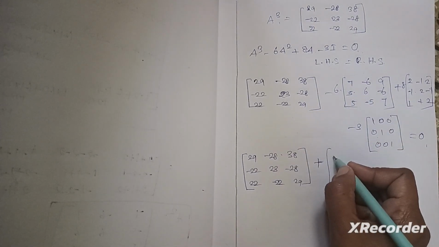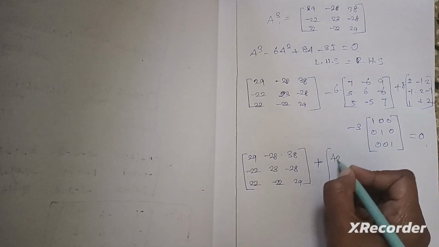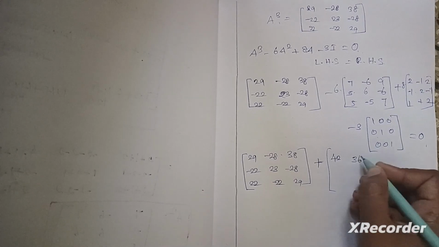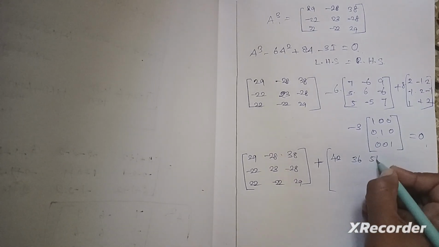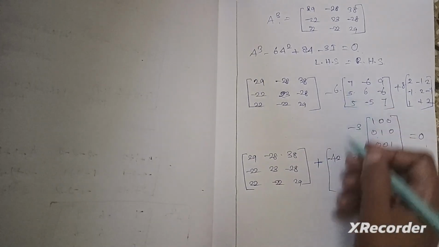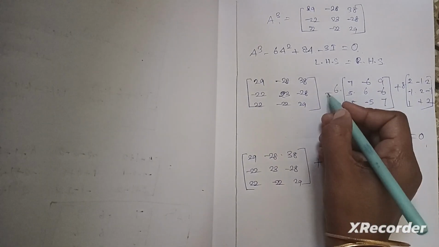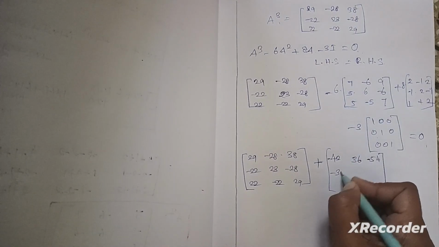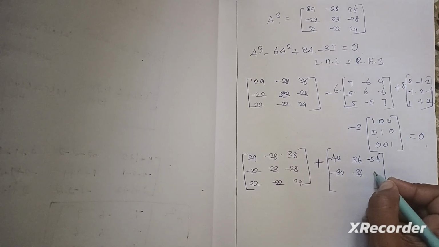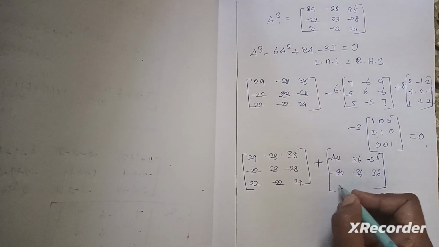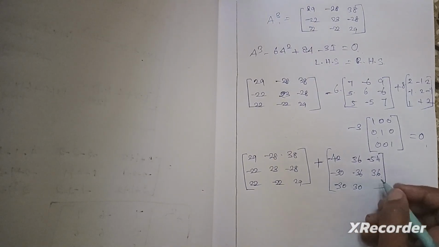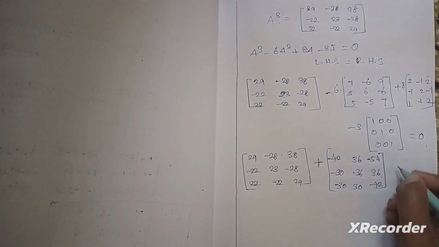7 into 6 42, plus 36. 9 into 6 54, minus, this is a minus. Next, minus 6 into 5, because this is a minus, minus 30, minus 36, plus 36, minus 30 plus 30, minus 42.